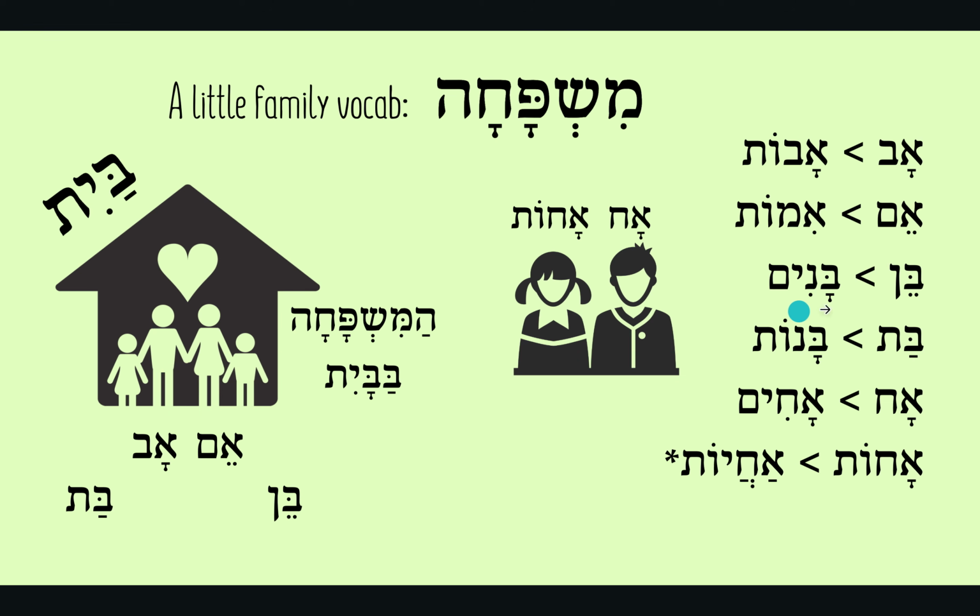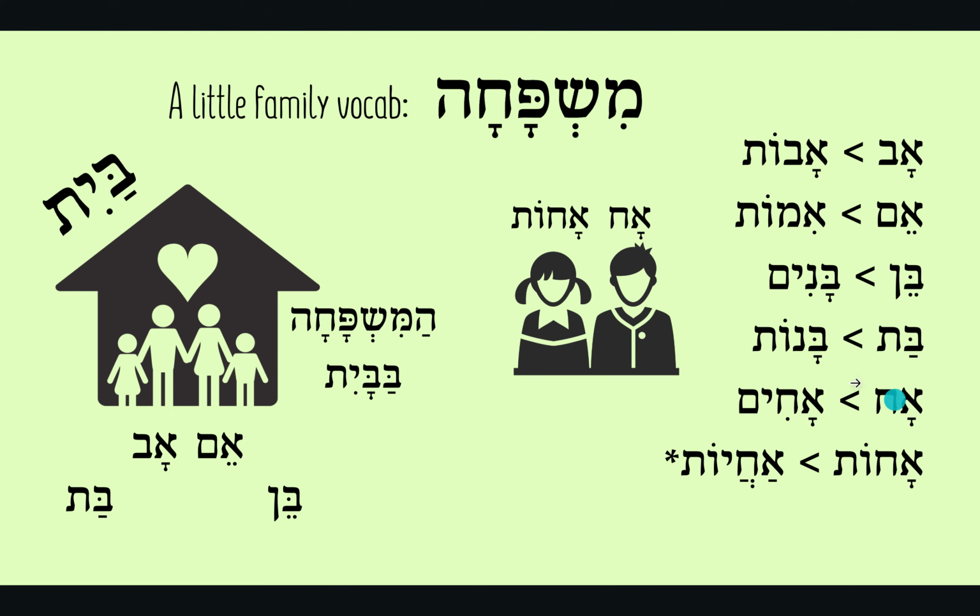Ben is son, but banim is sons. And you might be wondering, oh, hey, this is an unstressed kamat. Why isn't it bonim? Well, first of all, because bonim means builders, not sons. But second of all, because ba is an open syllable, and nim is the second syllable that's stressed. So it's because it's not a closed syllable, this kamat stays kamat, banim. And that's sons. It also means children of any gender. Bat is daughter. And banot is daughters, specifically daughters.